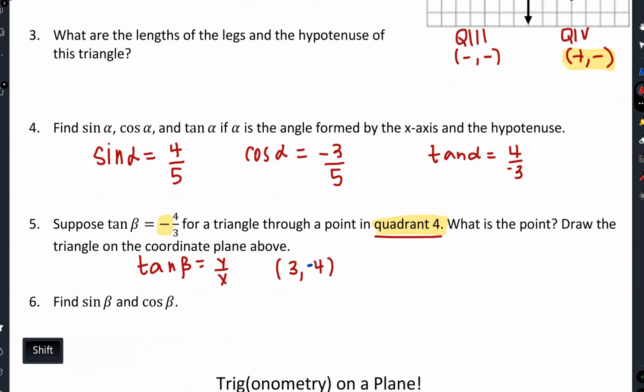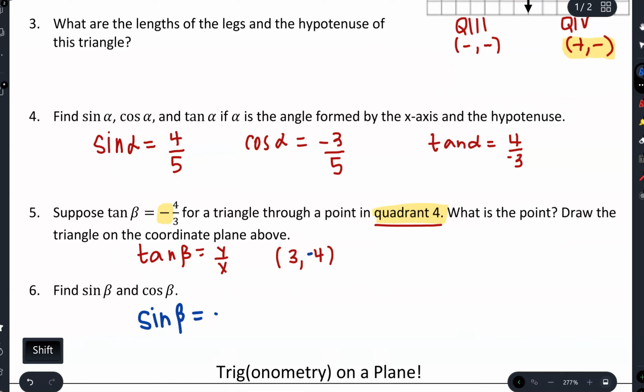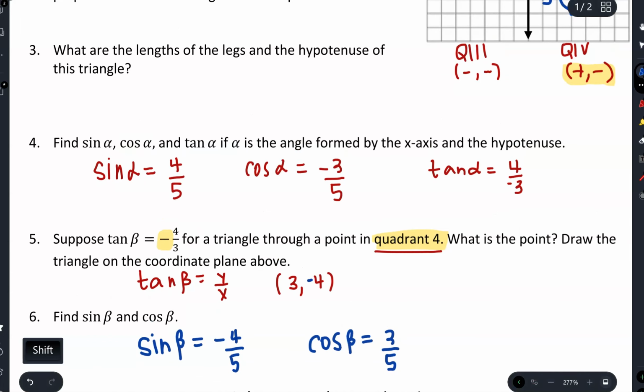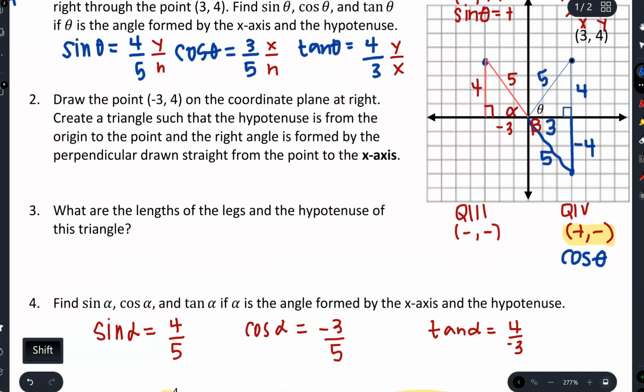All right, so how can I find then sine? So sine of that beta is going to be your opposite, so it's going to be -4/5. And then cosine of beta is going to be 3/5, and it's positive. So what do you notice about quadrant 4? So which one is going to be positive? The ratios here. So the only one that's going to be positive is going to be your cosine. So in quadrant 4, cosine is the only one that's going to be positive.